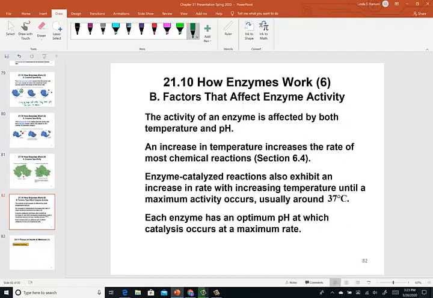The activity of an enzyme is affected both by the temperature and the pH. And we can see an increase in temperature increases the rate of most chemical reactions. And so enzyme catalyzed reactions exhibit an increase in rate. And you can see that optimally about 37 degrees Celsius, which is body temperature, 98.6 degrees Fahrenheit, tends to be the optimum temperature for enzymes to run their reactions.